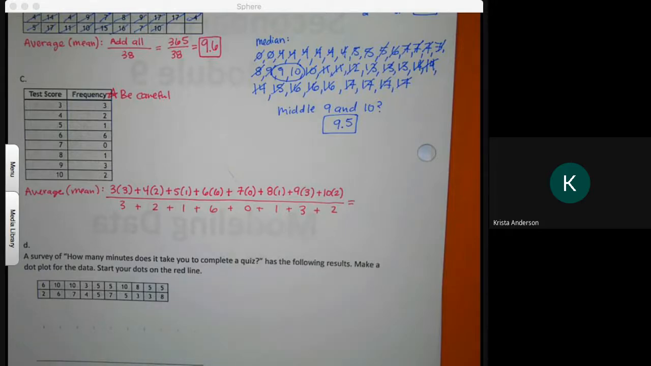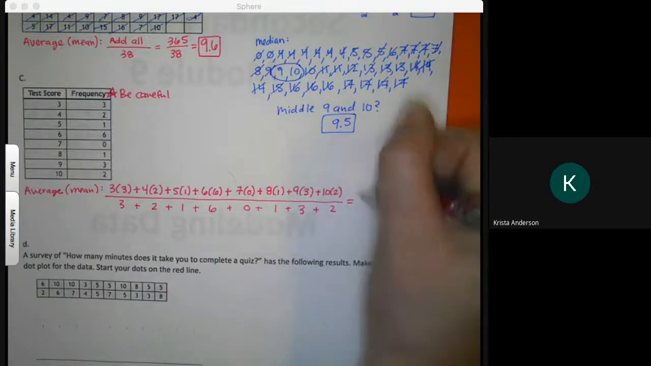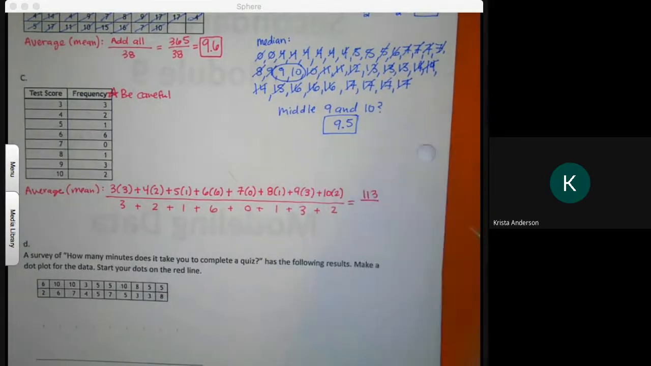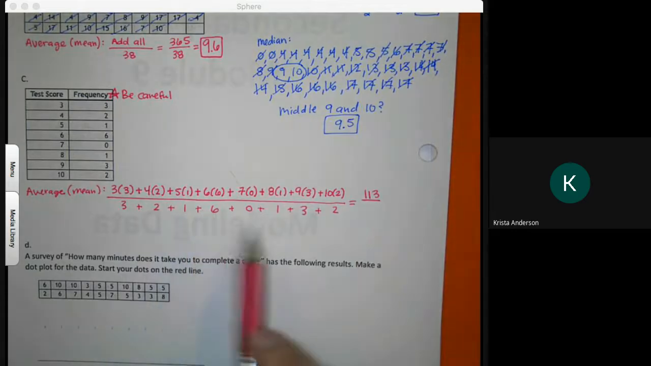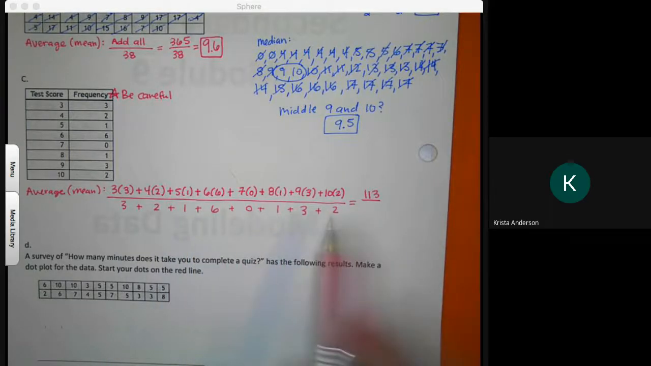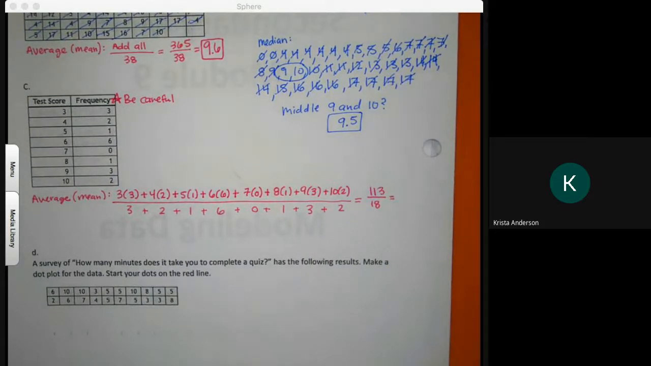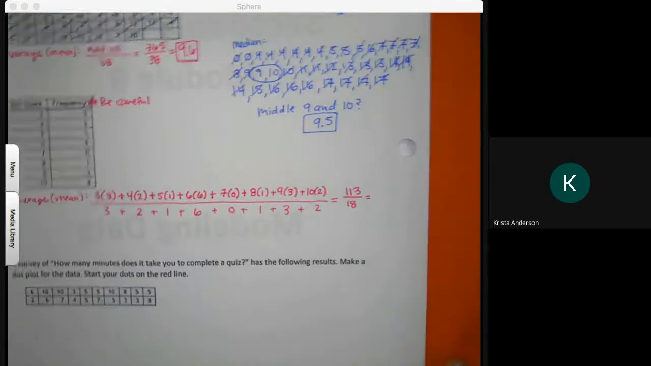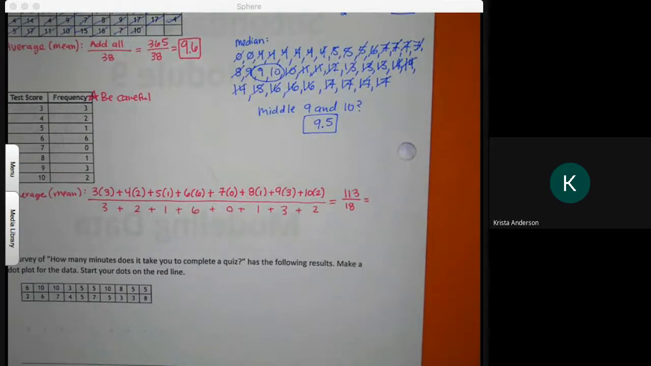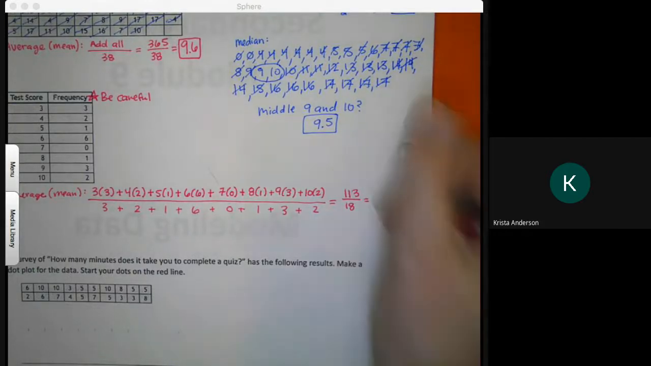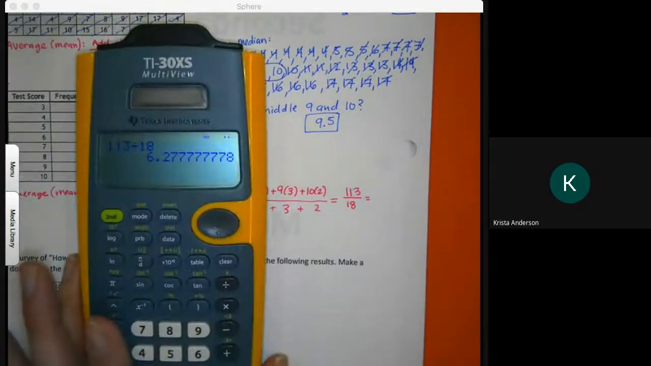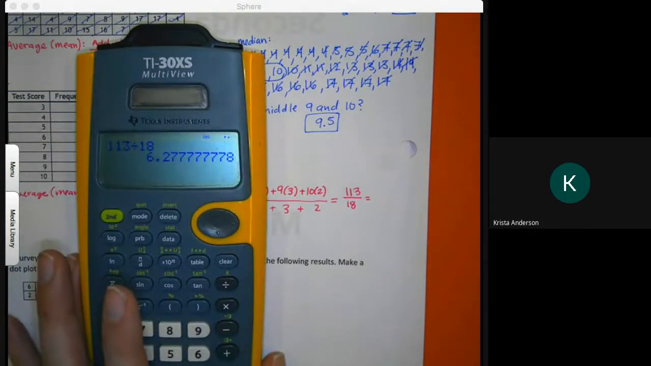8 times 1 plus 9 times 3 plus 10 times 2 is 113 over 3, 4, 5, 6, 12, 13, 14, 15, 16, 17, 18. 113 divided by 18 equals 6.2777. I'm going to round to 6.3.